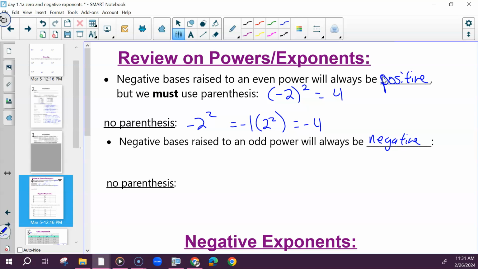But if we had an odd power, let's say we raise it to the 3rd power, what would that be? Put that in your calculator. Negative 8. What about if I didn't use parentheses?